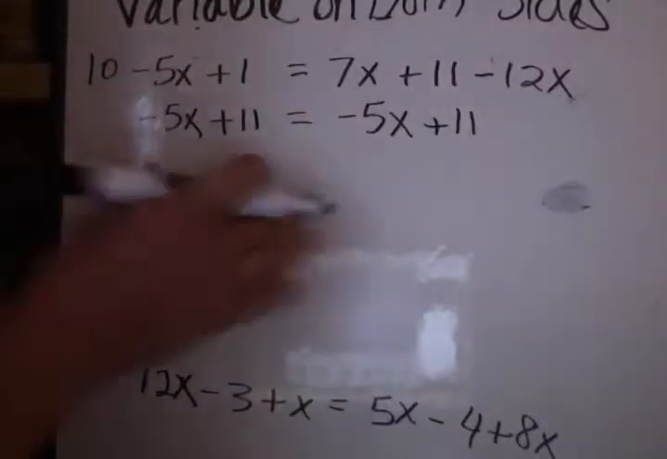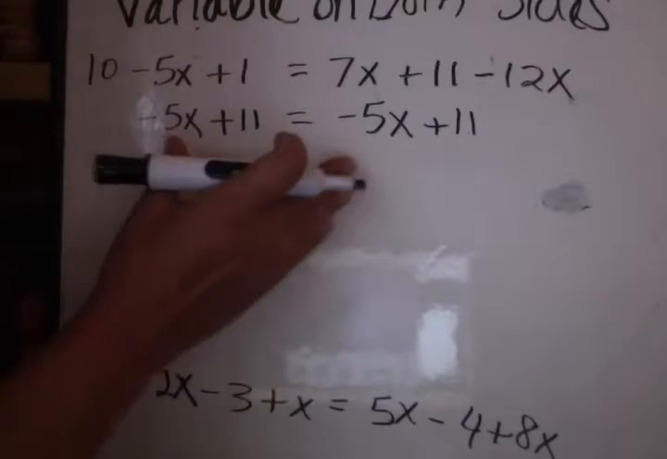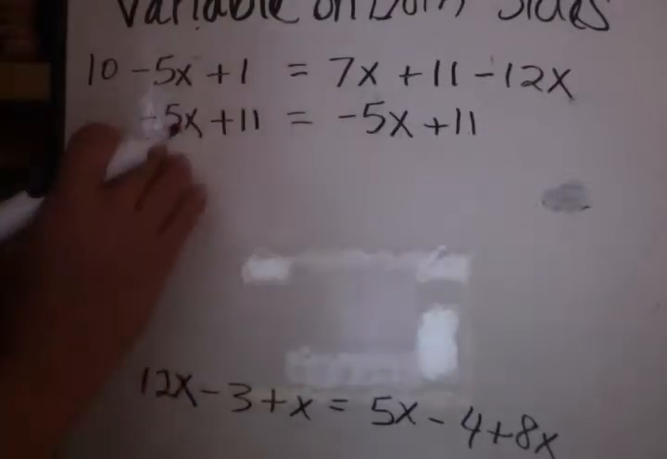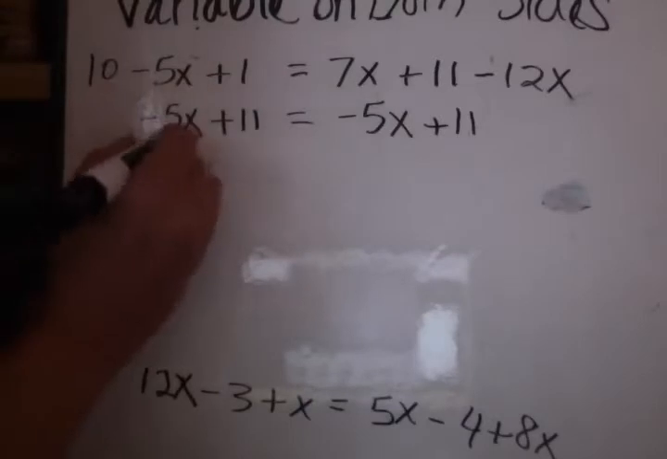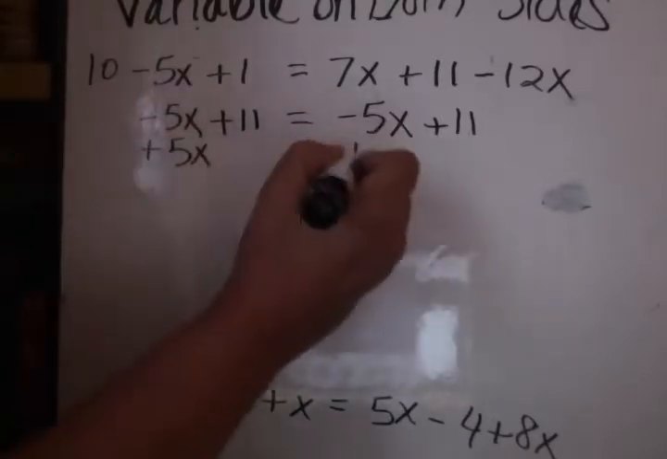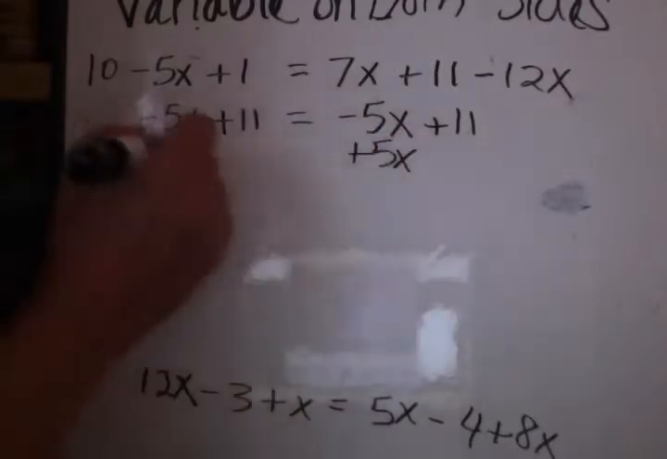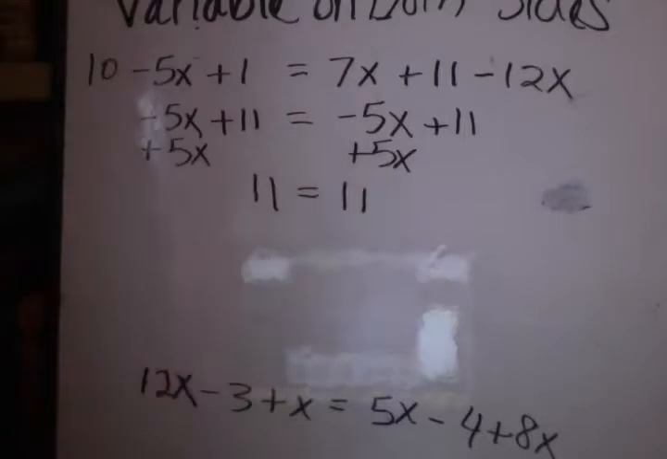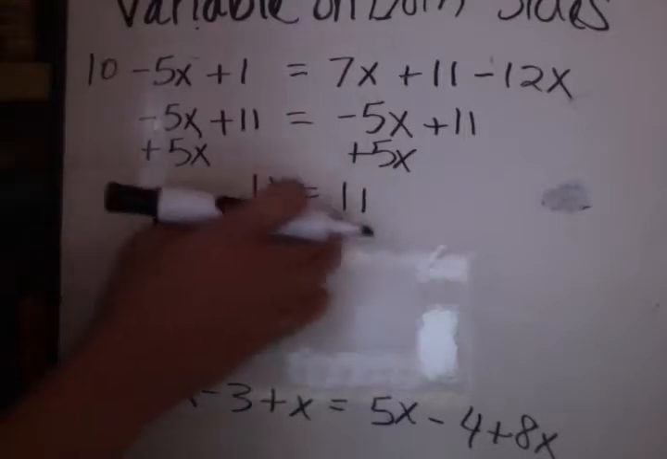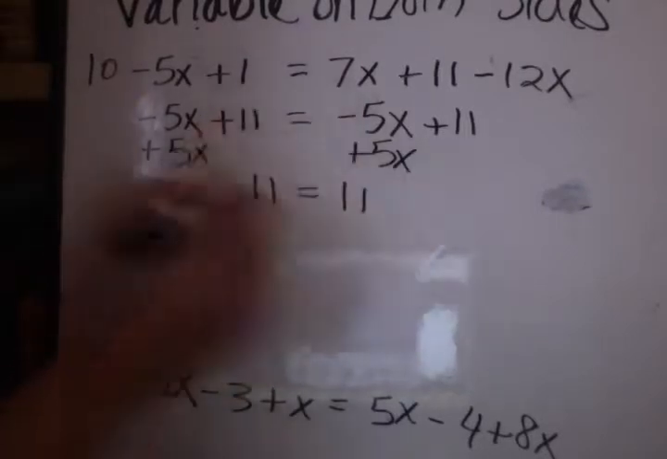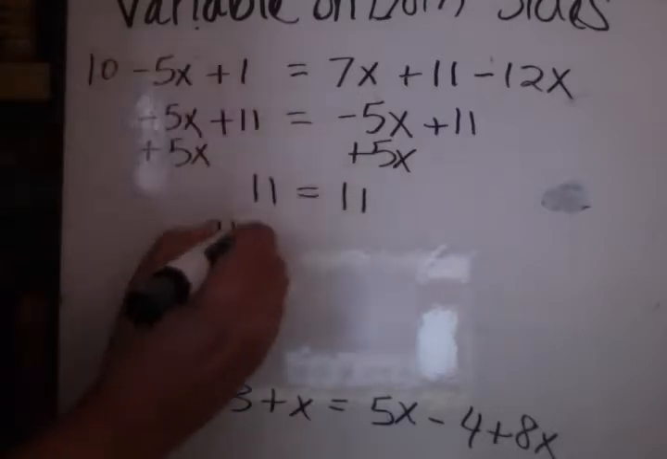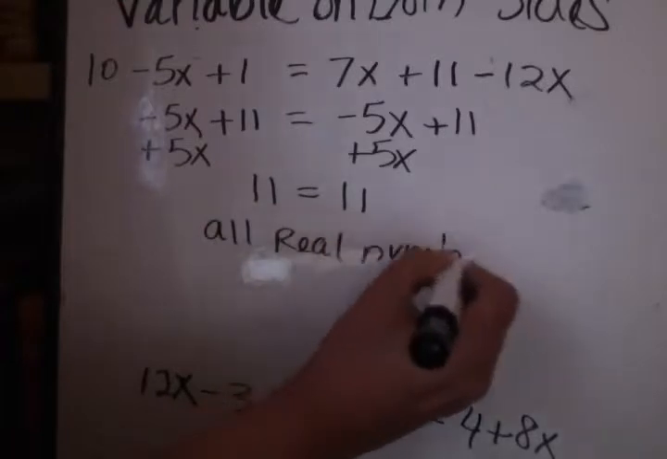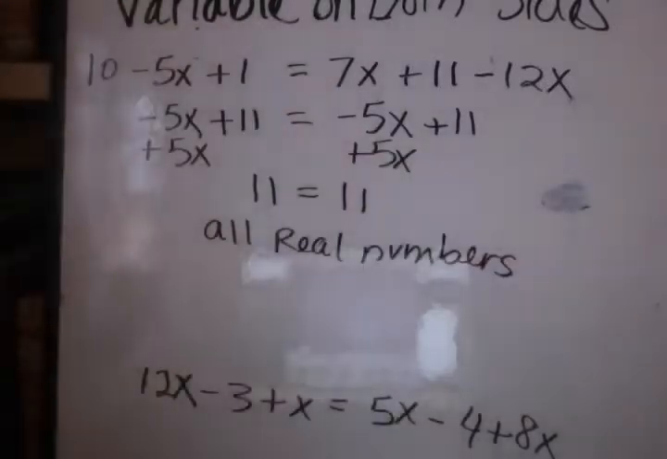And if you look at this, you can see that they're exactly the same. So if let's say you want to get rid of the variable, I say, okay, I'm going to add 5x to both sides. I can do that for any one here, add 5x. These both become 0, I end up with 11 equals 11. When I have something like this, some number equaling itself, the solution for this problem is all real numbers. That means I can put any number in here and it'll make the equation true.